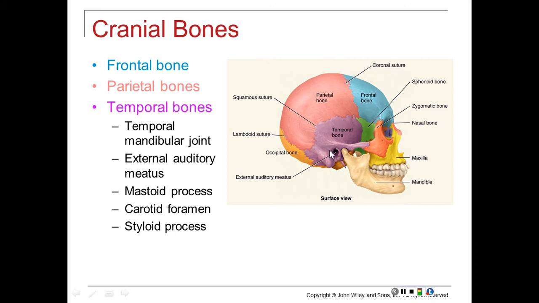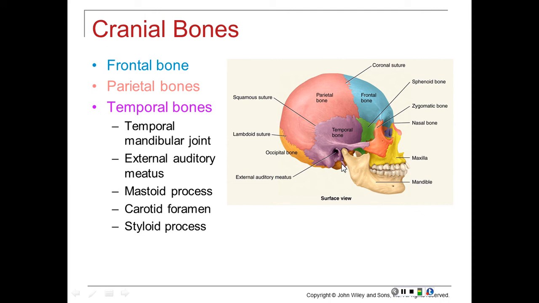The temporal bone forms the temporomandibular joint. It also has the hole for your ear, your external auditory meatus. It has a process called a mastoid process, which is this big lump right here. There's also a foramen called the carotid foramen, which you can't see from this angle. It's underneath. And there's a styloid process, which kind of looks like a vampire tooth. Think of a styloid pen. It's a type of pen with a very pointy tip. There you see the styloid process with its very pointy tip.